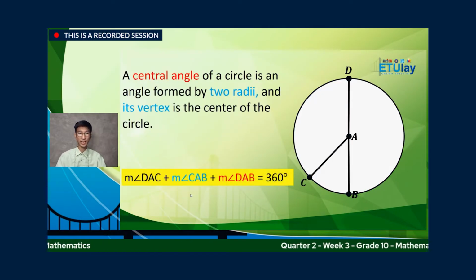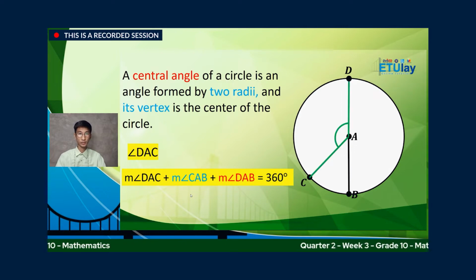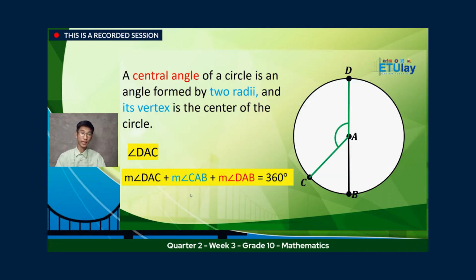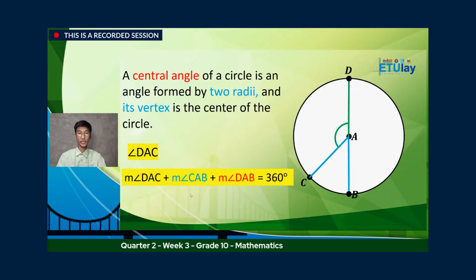Next, we have central angle. A central angle of a circle is an angle formed by 2 radii, and its vertex is at the center of the circle. So we have here line segment DA, that is a radius, and line segment CA, that is also a radius, and the angle formed by radii DA and CA is angle DAC. And point A is located at the center, therefore, it is a central angle.